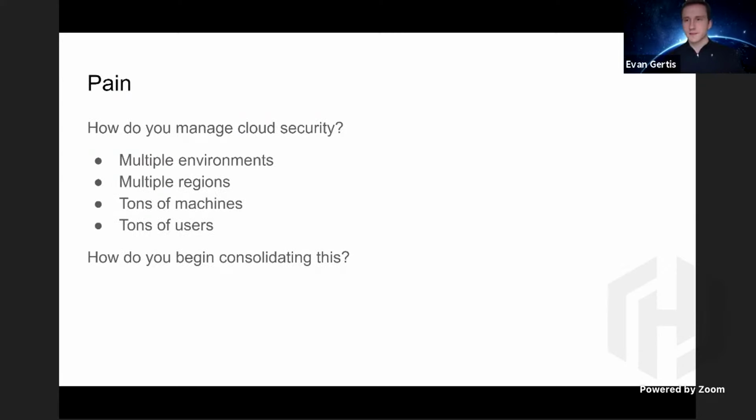So the question that I like to ask everyone is, how do you manage cloud security? We all have different ways of doing it. We have multiple environments, multiple regions, tons of machines, tons of users, and we're bringing in information from all of our backgrounds, all different types of experiences for how we want to monitor these sort of things. So as a new security engineer, how do you even begin consolidating this?